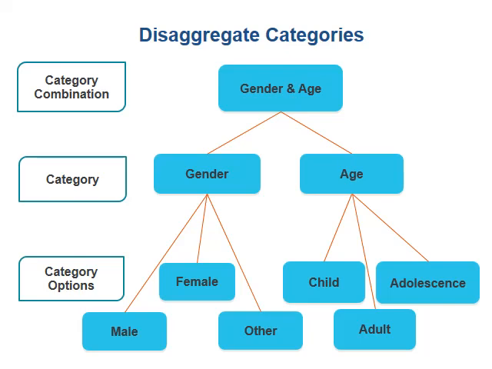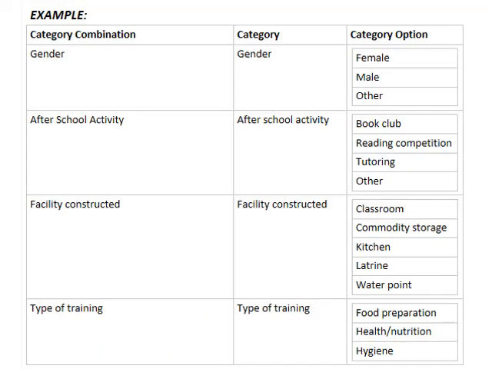Now, each of these categories could be their own category combination, but we've just combined them to show how you can do this in DHIS2. Here we have a few other category combinations just to give you some more examples. So for gender, we have female, male, other, after school activities, book club, reading competitions, and so on.